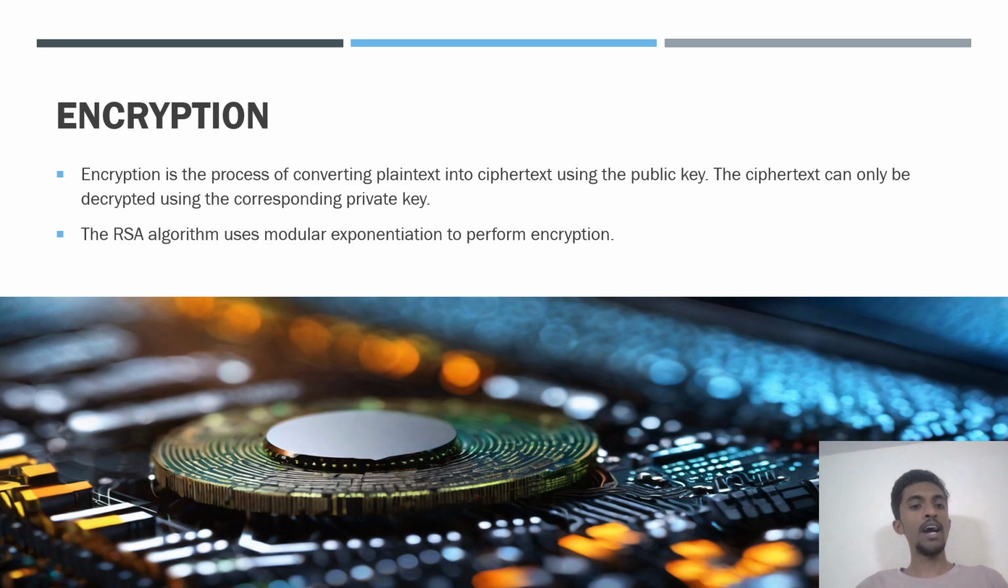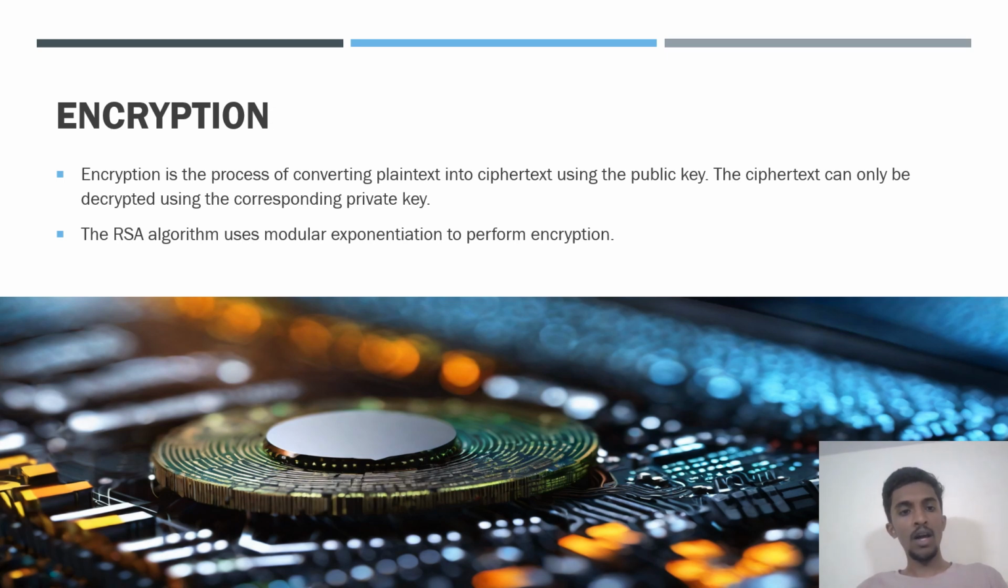Now let's see how encryption will happen. Encryption is the process of converting plain text into ciphertext using the public key. The ciphertext can only be decrypted using the corresponding private key. I already told how this public key and private key work. The RSA algorithm uses modular exponentiation to perform encryption. Specifically, this RSA algorithm uses this modular exponentiation.